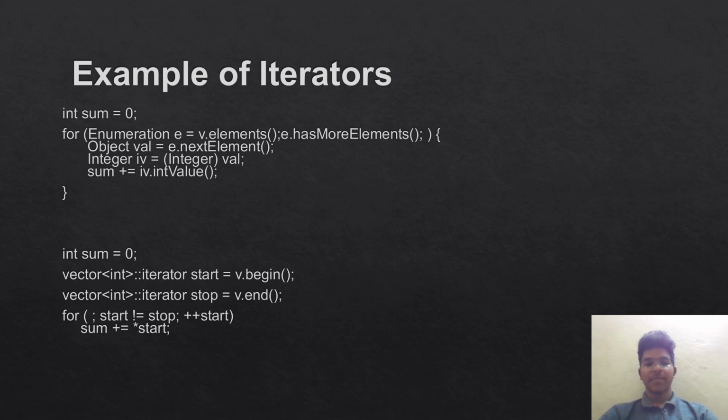Example of iterators. Int sum is equal to 0. And here is the code of Java. We can see the example of iterators.